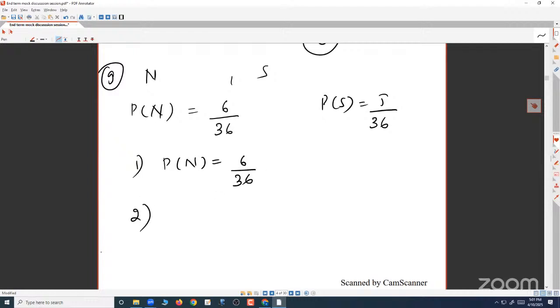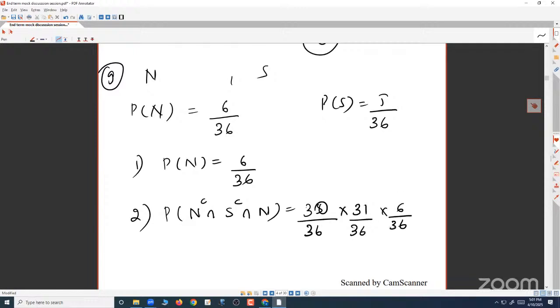Now, the second condition, in which she wins in the third throw. That means the probability of N complement, intersection S complement, intersection N. So this would be 30/36 into 31/36 into 6/36. Why is it 31? Yes, ma'am. Here Sam is also not winning, right? So the probability of S complement would be what? 31 by 36?